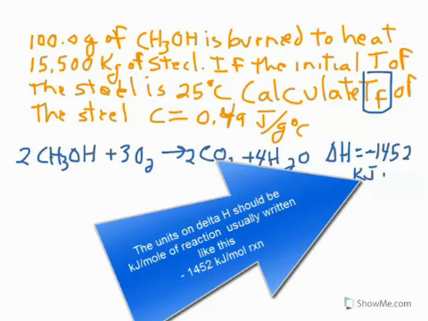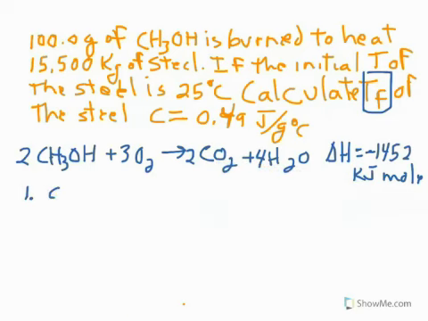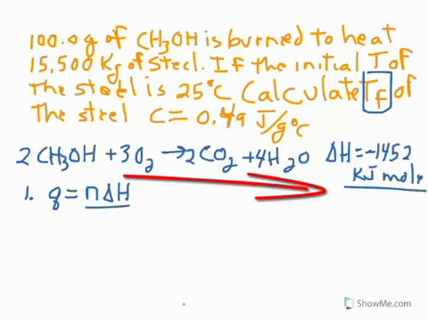So step one, and we'll go over this in class too. Step one is to calculate the heat given off by the reaction. So Q of the reaction, Q is equal to n delta H. You have to give this equation. So the thing is delta H is given, but what is n? This is just straightforward dimensional analysis. Oh, I missed something. This is kilojoules per mole of reaction on the left.